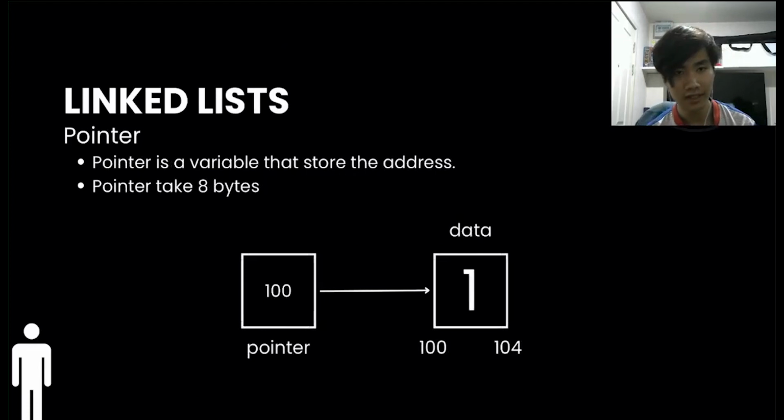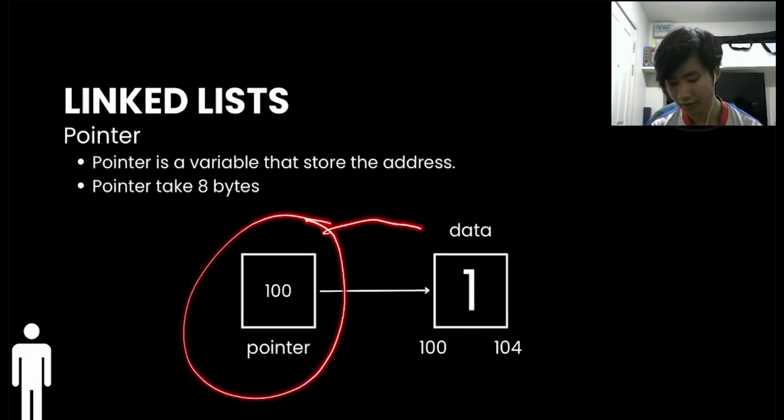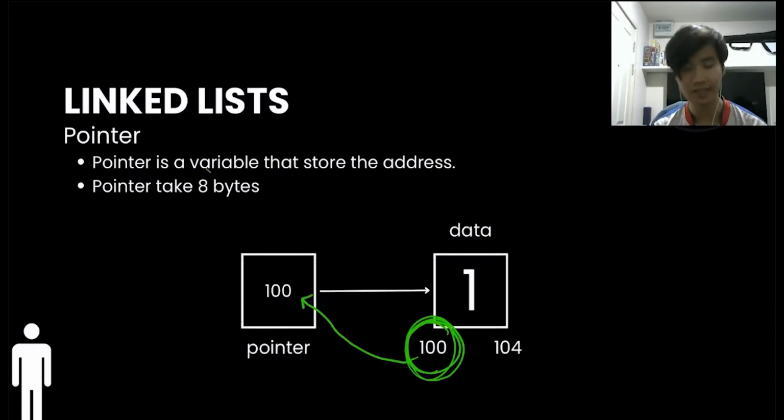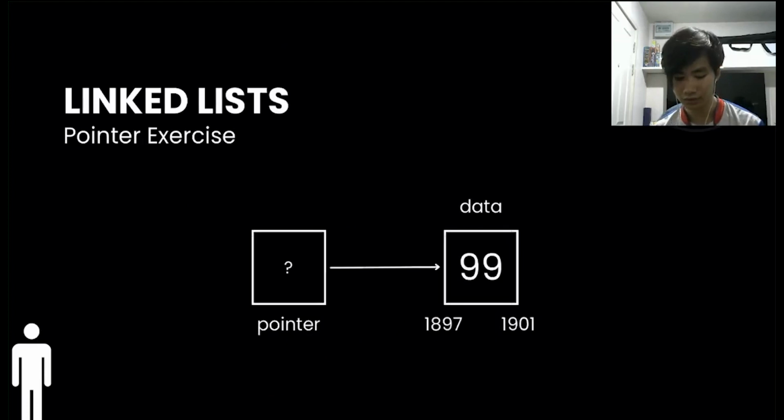The pointer is a variable that stores an address. Like in this case, we want to store the address of the variable that is named data. So it will contain the value of the head, whose starting address is 100. The pointer itself takes 8 bytes to be consumed. So if we want to store the data variable, it will have to contain the value of 1897.